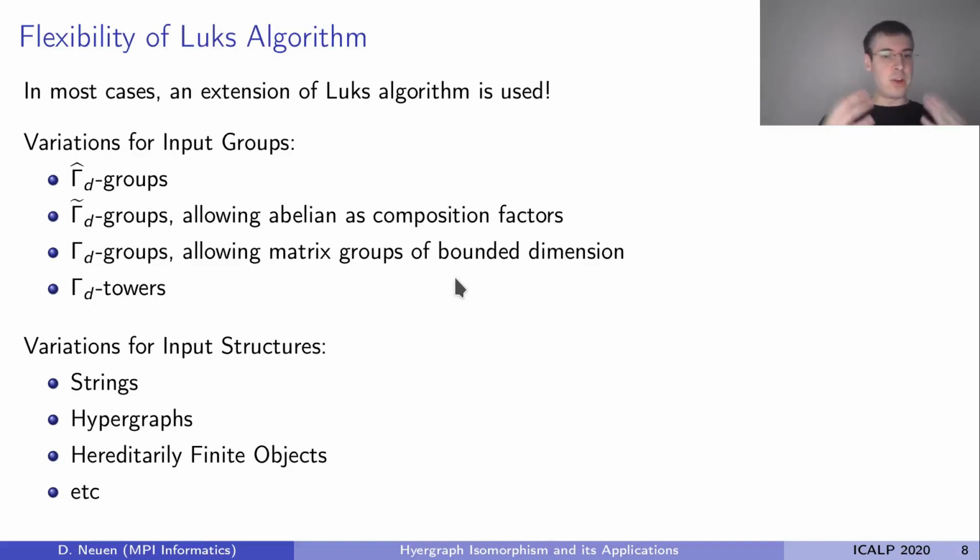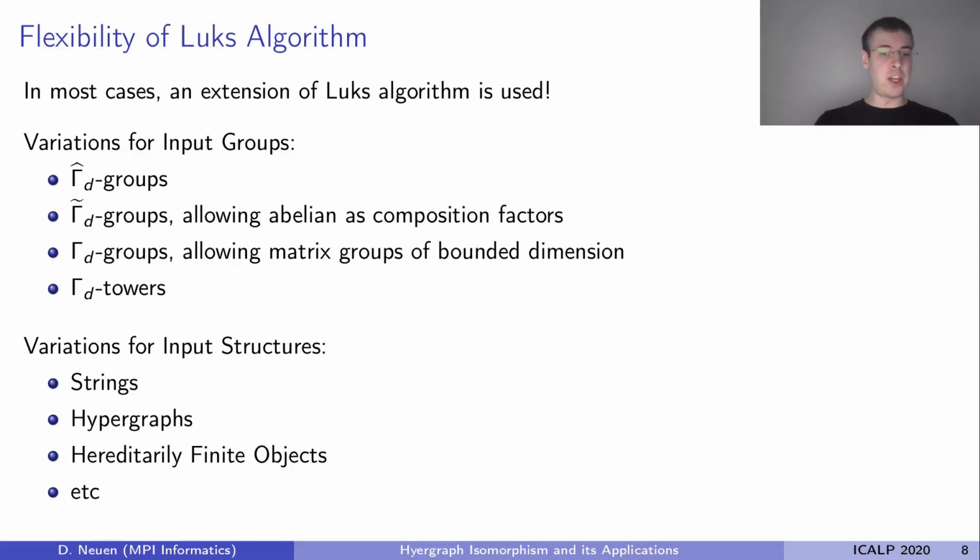So in particular, when we look at the input to the string isomorphism problem, there are kind of two types of variations that can occur. The first type occurs in the input group, where these algorithms do not always consider the class of gamma D groups, but also consider slight variations, where, for example, we can allow abelian groups as composition factors, or also where we can allow to combine groups that are sort of almost gamma D in certain well-defined ways, which then leads to this notion of gamma D towers. Okay, so that's the first variation.